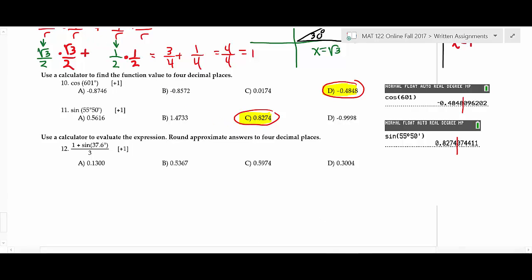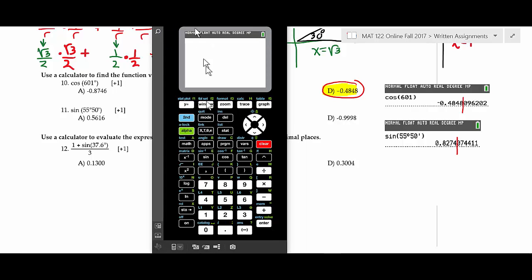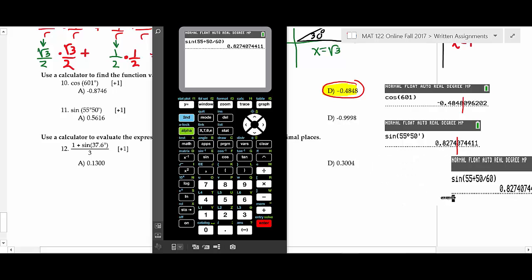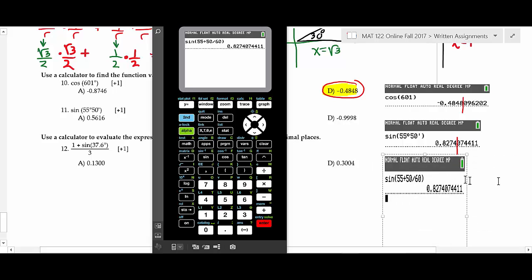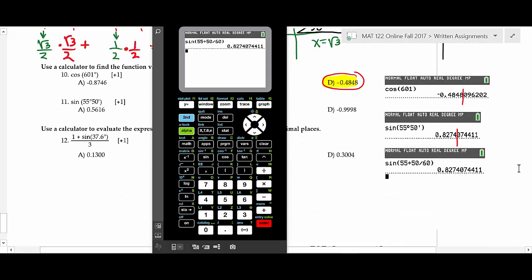You could also do this problem like this if you wanted to. You could go sine of 55 plus 50 out of 60. That way you're changing this to a decimal degree. Of course, you would get exactly the same answer, so it doesn't matter which way you do those. I usually do it the second way. I just find it a little quicker if I go ahead and convert it the way I did there. So that's how that would go.